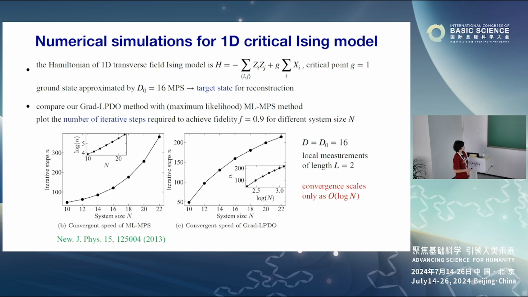We plot the number of iterations needed to reach fidelity 0.9 for different system sizes. We see that with the previous method, the iteration steps grow exponentially with the system size. However, using our method, the convergence scales in only log N steps. So actually, our method converges much faster than the previous one.